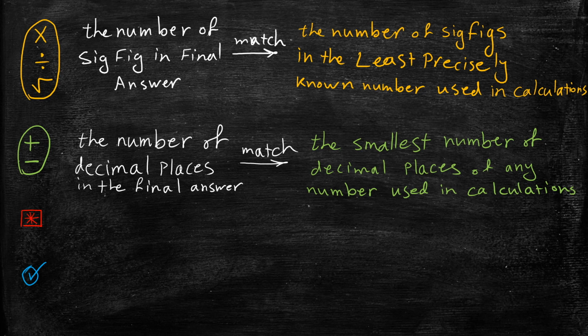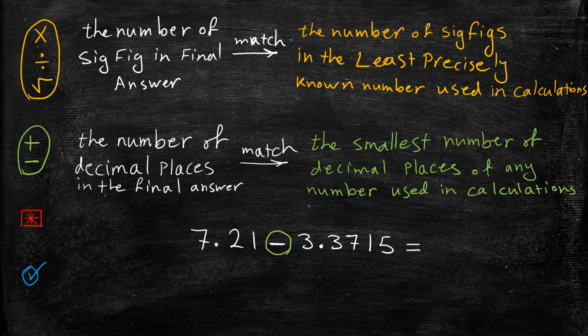Let's see an example. Let's say 7.21 minus 3.3715. Let's say you have gotten these two numbers from 2 different measurements, and those measurement tools were different, so one of them was more precise, one of them was less precise. In here, because we're dealing with subtraction, it's related to the second category.